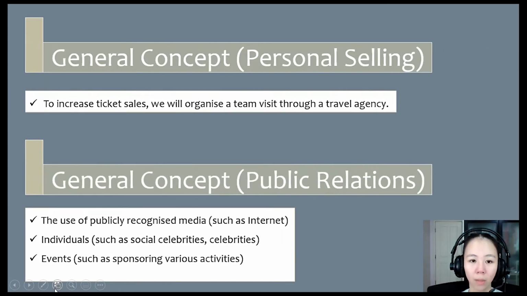First, we're talking about the general concept in personal selling. To increase ticket sales, we will organize a team visit through a travel agency. And the next part, general concept in public relation.